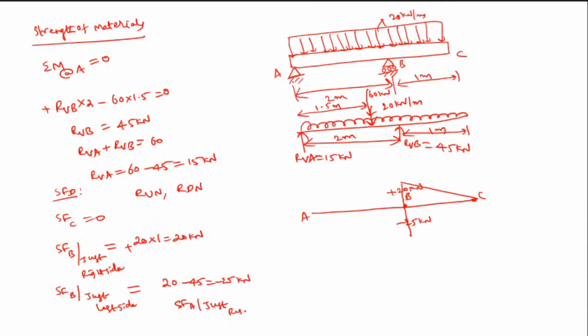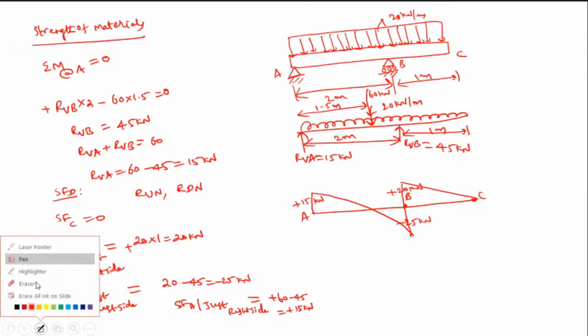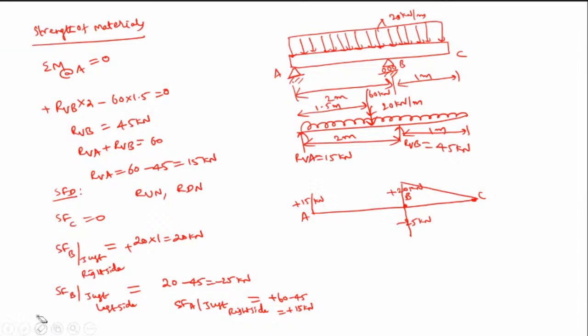Just the right side, if you take. Then this will be 20 into 3, that is 60, then 60 minus 45. So that is plus 15 kilonewtons. That is your plus 15 over here. Join these two with an inclined line. So we'll be getting a zero value somewhere here. Let us find out where the shear force is zero, using the similar triangle method. Let us say it is x, and this will be 2 minus x.